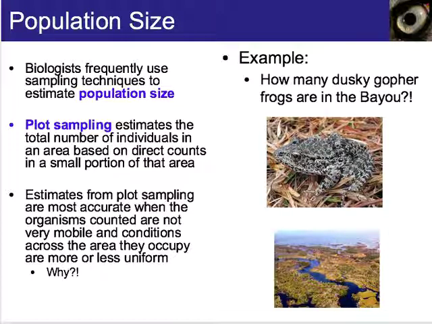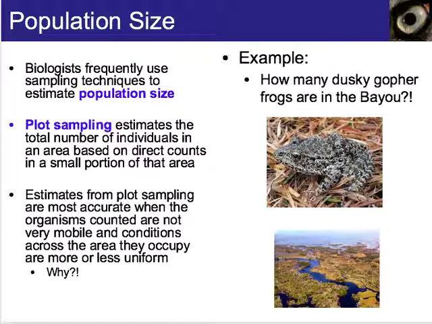Plot sampling estimates the total number of individuals in an area based on direct counts in a small portion of the area. For example, how many dusky gopher frogs are in the bayou? What a scientist might do is go out in the bayou a couple of days and try to count as many frogs as they can find. And then they're going to estimate from the plot sampling how many of these organisms might be in the bayou.